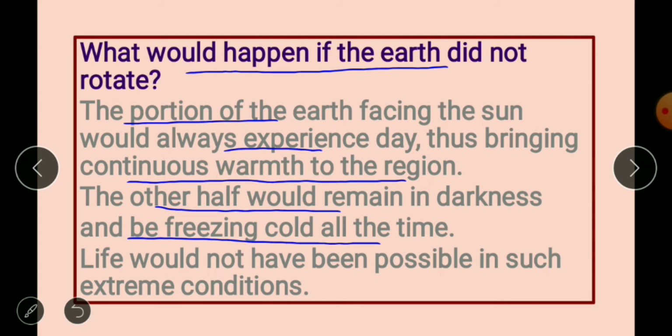And the portion of the earth which does not face the direct light of the sun, there is darkness and it is very cold in the region all the time. Life would not have been possible in such extreme conditions. So if there is no warmth, that means life would not have been possible in those regions, because heat is the most important thing to survive on the earth.